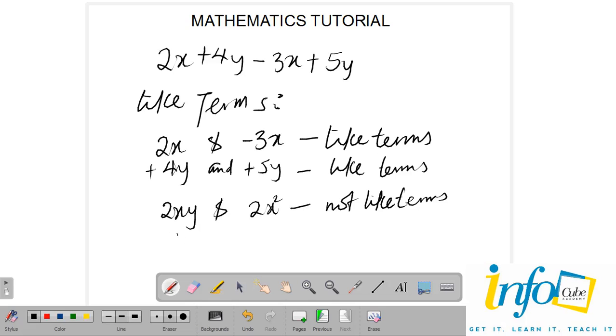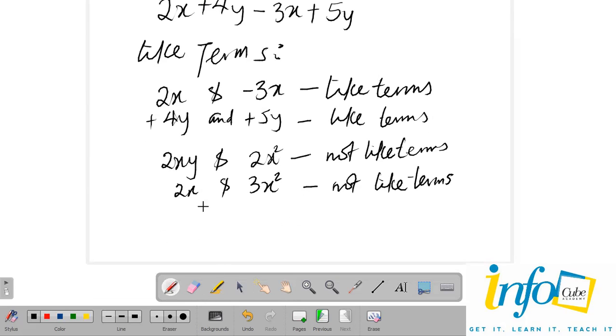So even if you have 2x and 3x squared, they are still not like terms, because in this case we will be looking at the power on the letters. This one has x raised to power 1. It's not written there, but it's actually there. And this one has x raised to power 2. So because of that, they are not like terms.